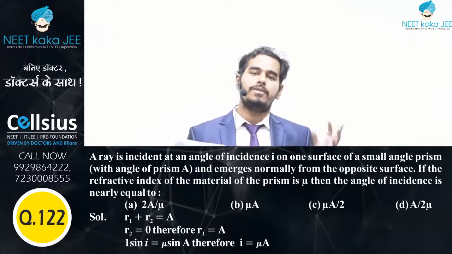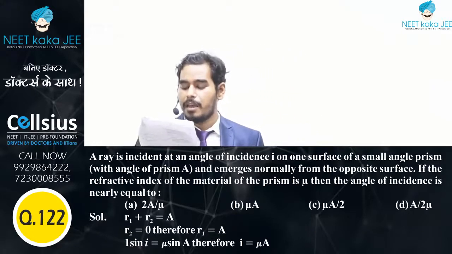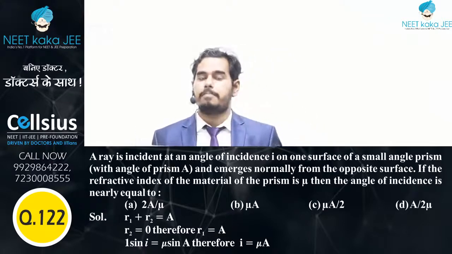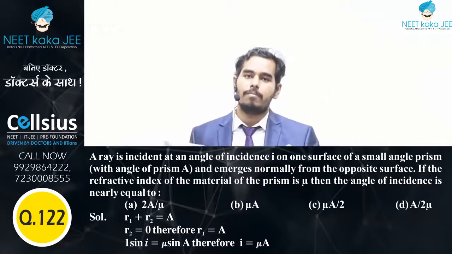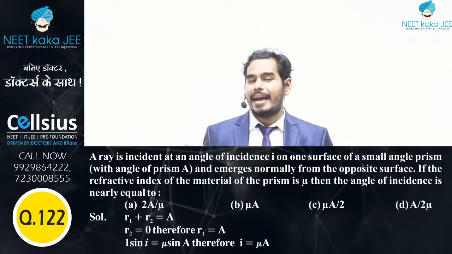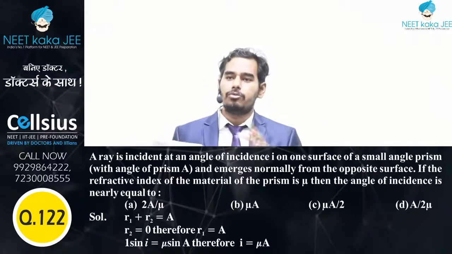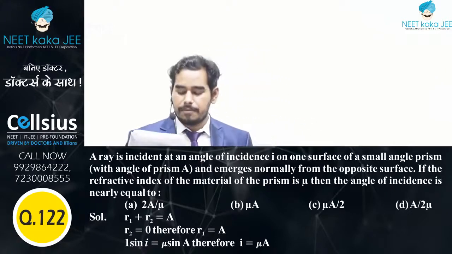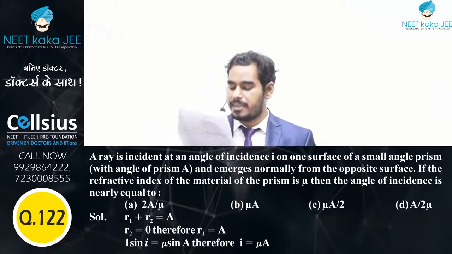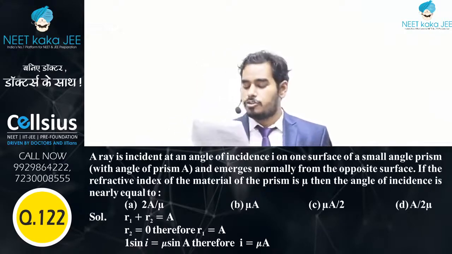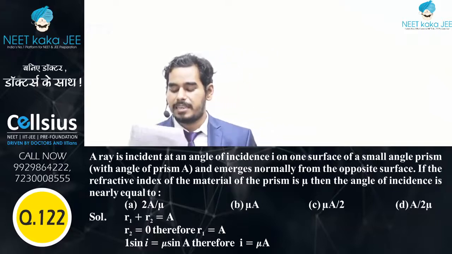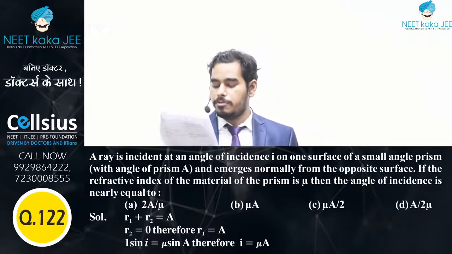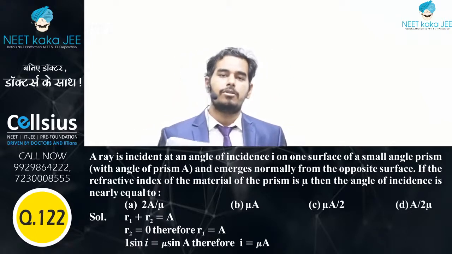Why is it saying nearly? Because we are going to use one approximation over here. You know that according to the theory of the prism, R1 plus R2 is equal to the angle of the prism A. But as I told you, because it is emerging normally, R2 is equal to 0, and therefore R1 equals A. Now let us apply Snell's law at the first surface. Then 1 sine I is equal to mu sine R1, and instead of R1 you are going to write A.